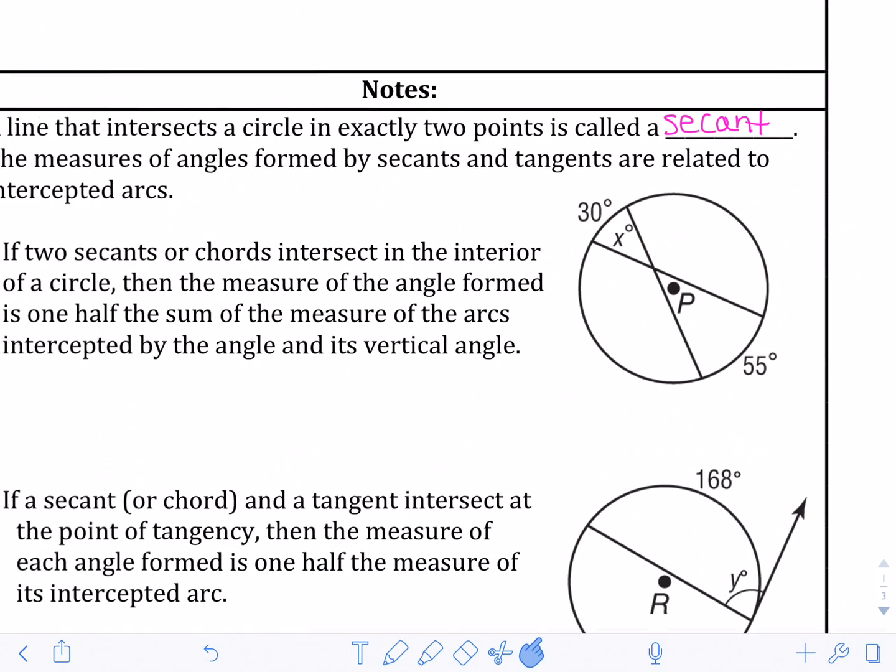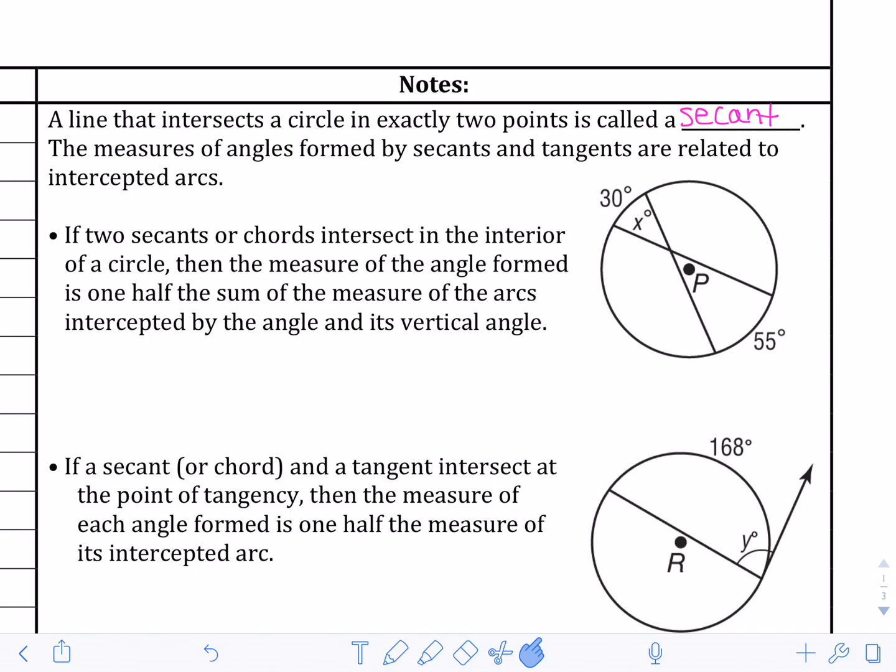Okay, so it says the measures of angles formed by secants and tangents are related to intercepted arcs. The first one: if two secants or chords intersect in the interior of a circle, then the measure of the angle formed is 1/2 the sum of the measure of the arcs intercepted by the angle and its vertical angle. So these are the arcs that we're looking at.